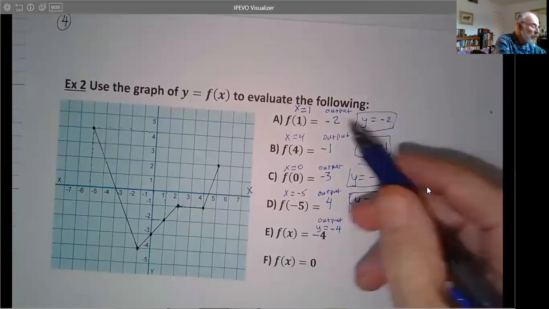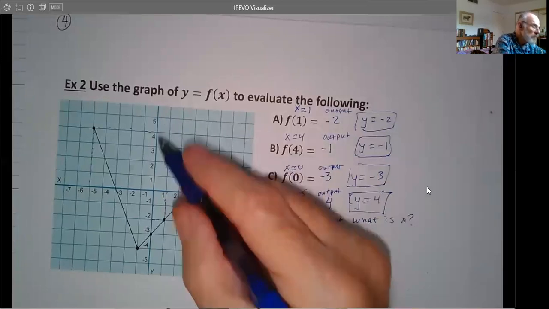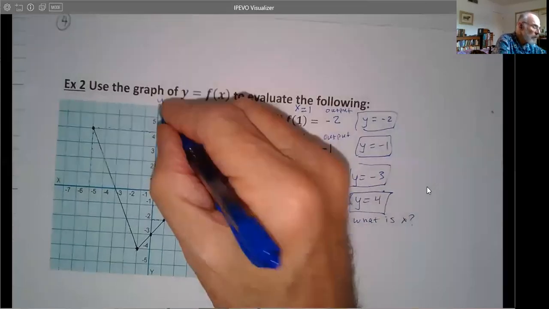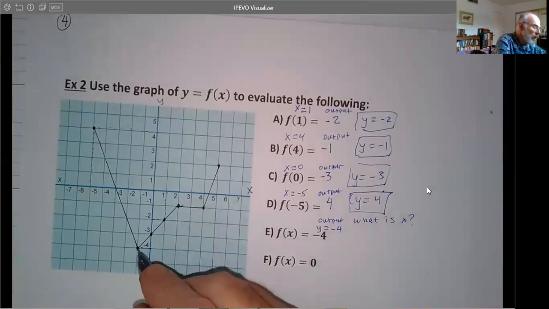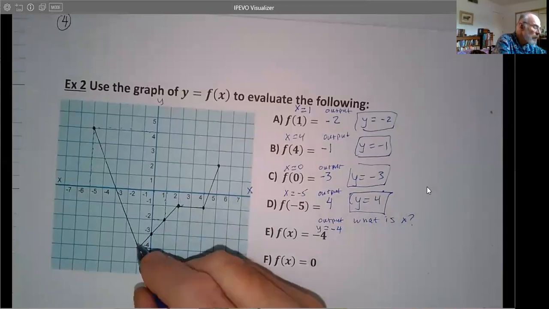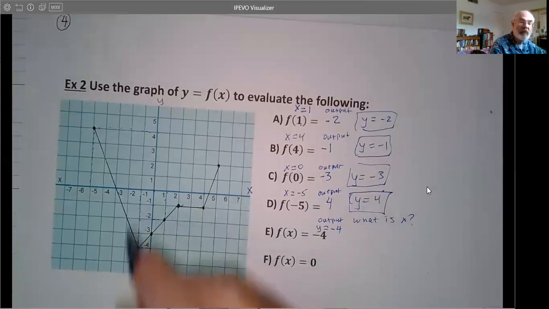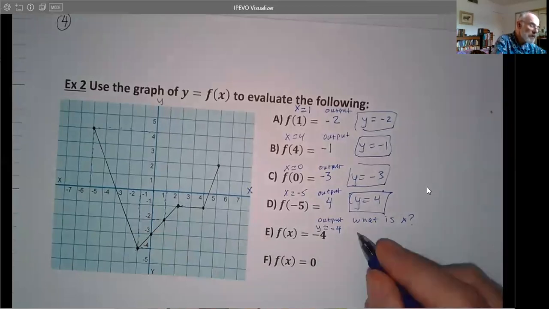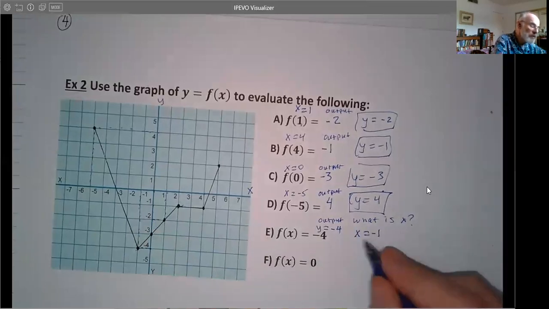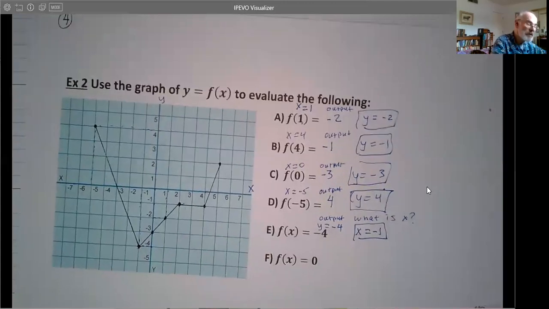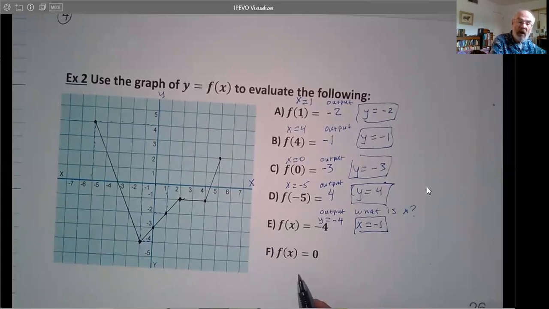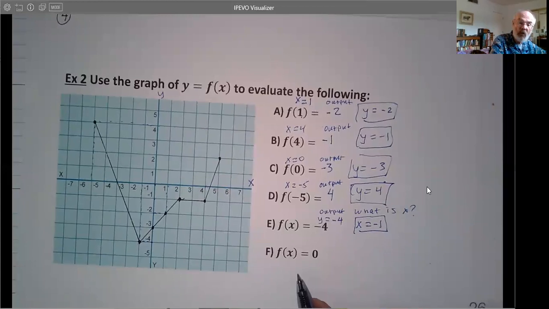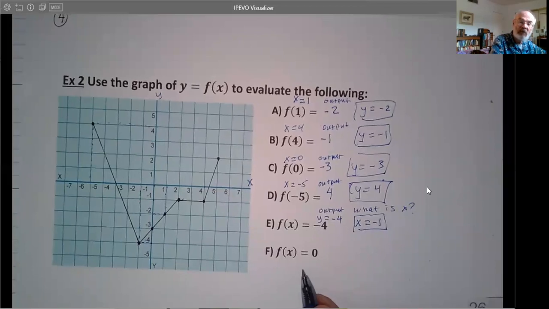So if y is -4, I got to go down the y-axis, because remember this is your y-axis, to -4 here, and then I got to go over to the line. So I go over to the line, and over here x is, if you go back up, x has got to be -1. Okay, so x equals -1. That's your answer this time. Okay, so that's a trick there. It's not a trick, but they're trying to get you to see that they can change the focus of what you're doing from what's the input, or what is the output, to what is the input.